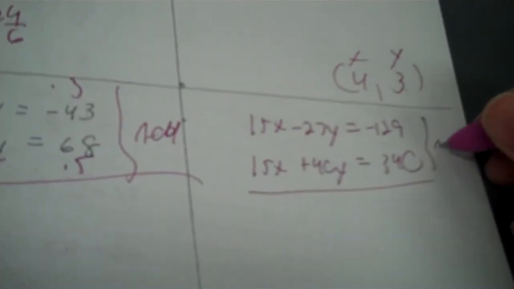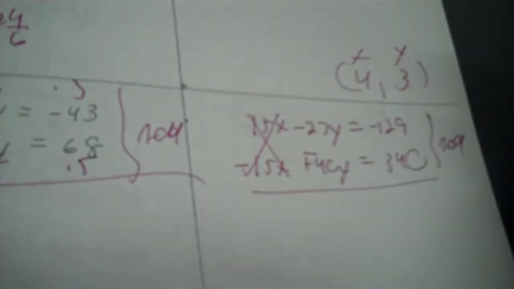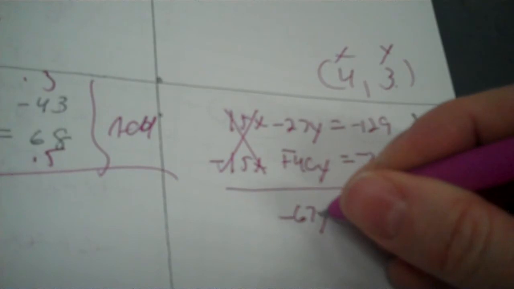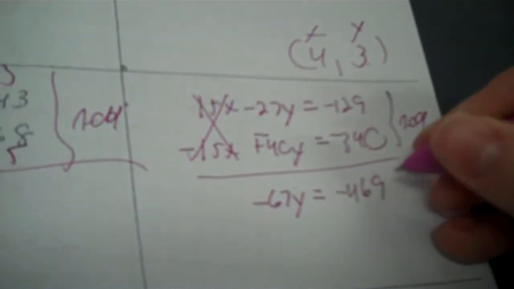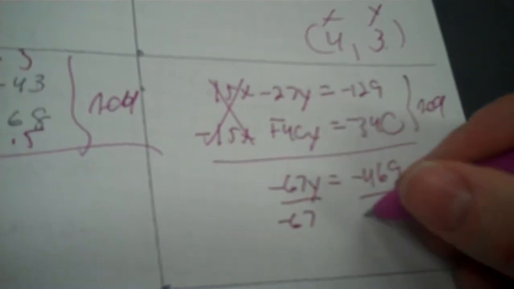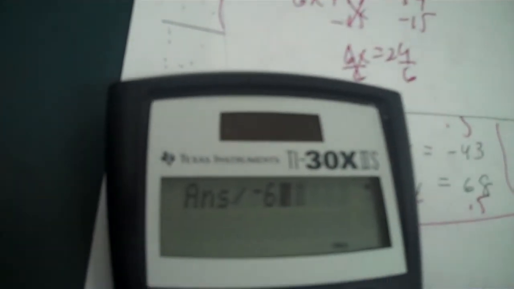Again, that doesn't add to 0, but it will if you make that a negative. Then that 40 goes negative and the 340 goes negative, and I add. So -27 plus -40 is -67y. -129 plus -340 is -469. You just got to keep it together. Divide by -67. And that's going to give me my solution for y. So the y is 7.